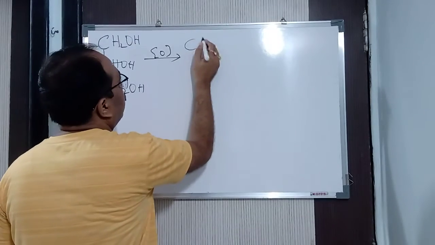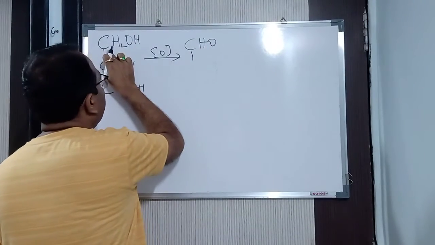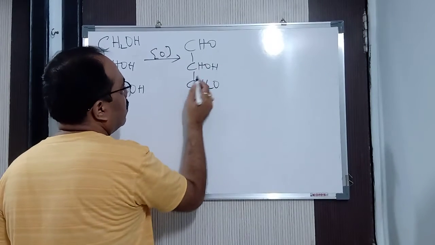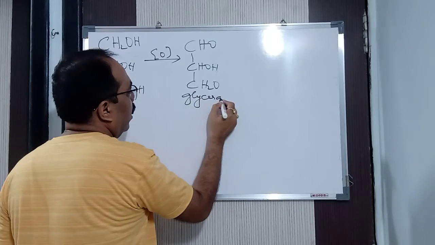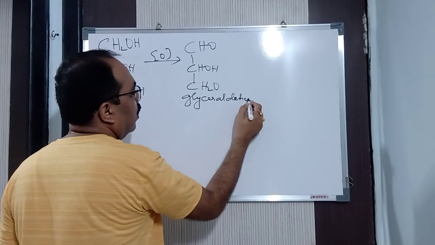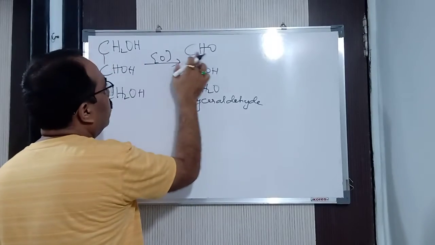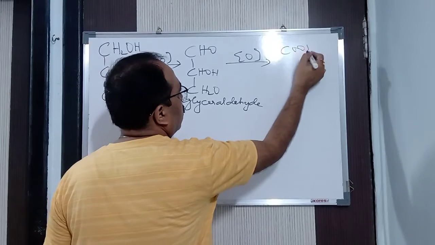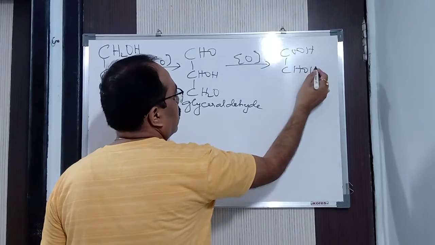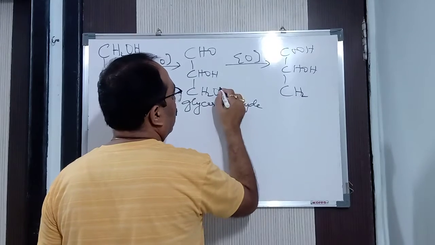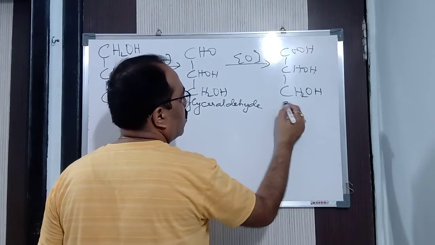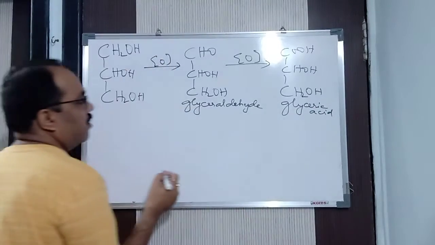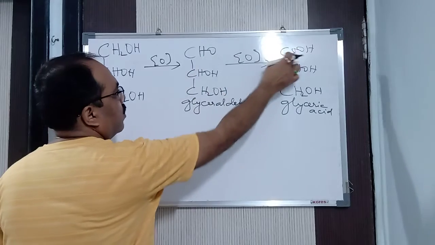So coming to it, see what I will get. CHO on the first carbon, the primary carbon, then CHOH, then CH2OH. What is the name? It is glyceraldehyde. This is glycerol to glyceraldehyde. Now next, again the same: CHO will be oxidized to COOH, single bond, CHOH, single bond, CH2OH. So this is your glyceric acid. Clear? CHO gets oxidized to COOH.